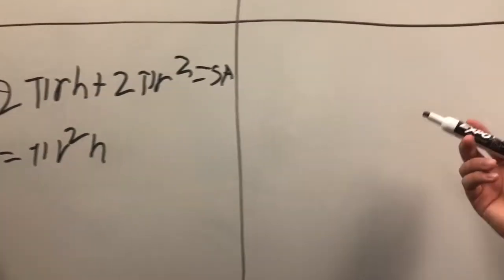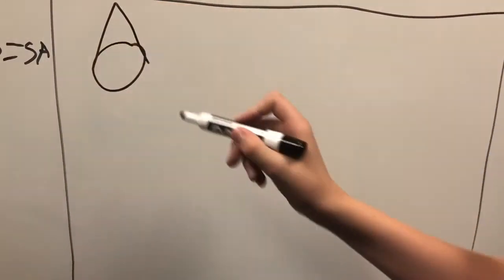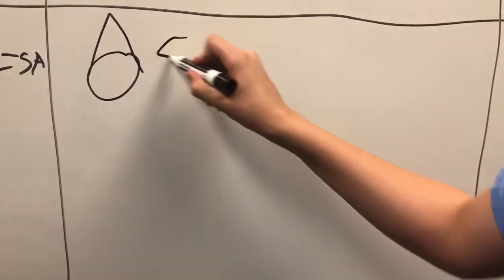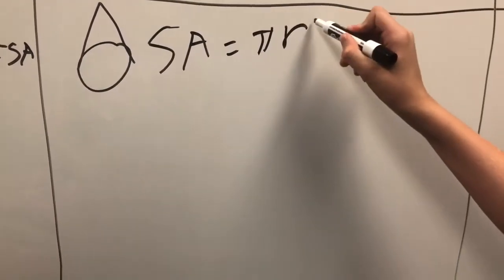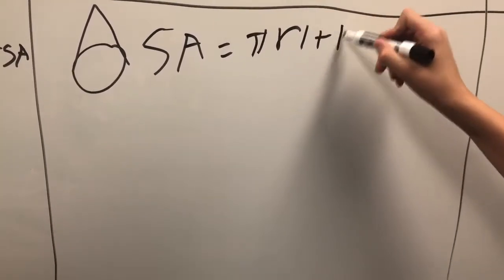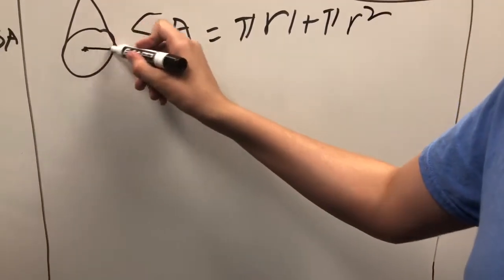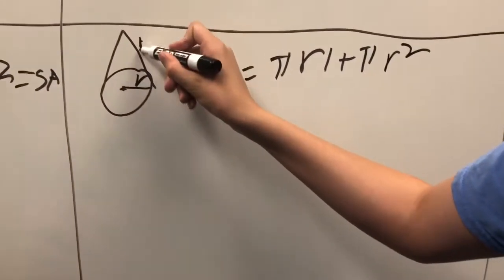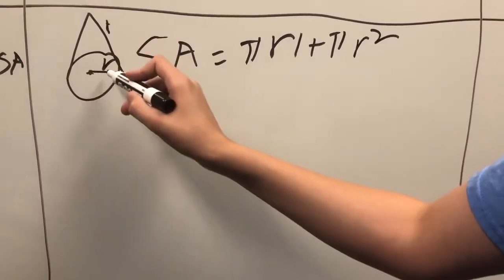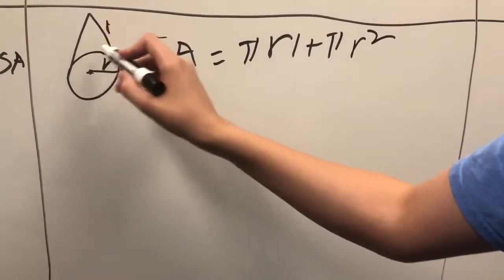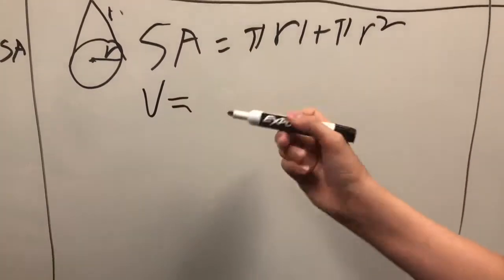The next shape that we need to calculate the volume and surface area of is a cone. A cone is simple. The surface area formula is pi times r times L plus pi r squared, where r is the radius again and L is the slant height. This lets us calculate the area of the circle of the base and the area of the cap of the cone.